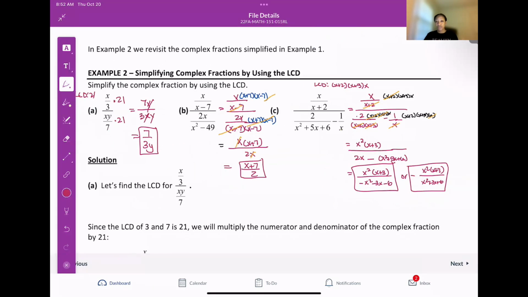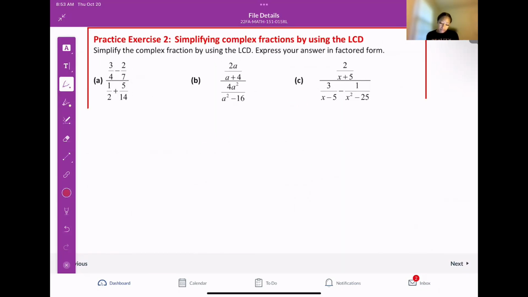So again, either of these methods can work for any complex fraction. Most of the time, it doesn't matter which one you use. But if you can find the LCD for a problem like Part C, I think this method is, in my opinion, a little bit nicer, because once you multiply by the LCD, all of the denominators cancel.